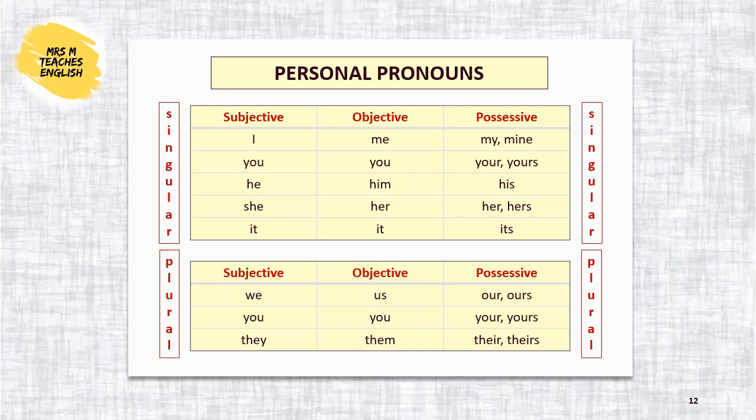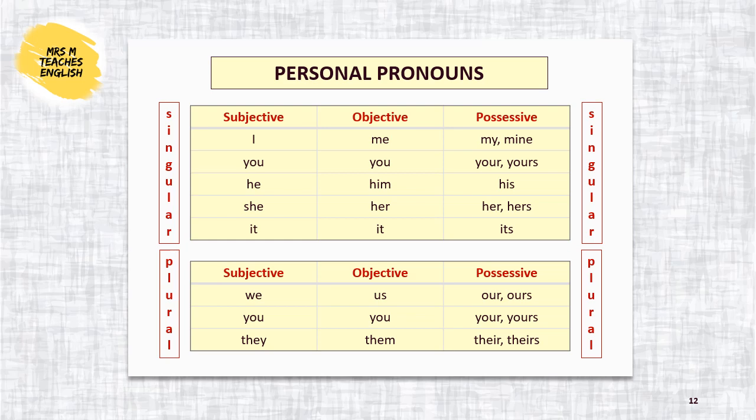The middle column shows how pronouns change when they are the objects of sentences. Will you take me to the match? Pass the ball to him. And will you take us to the match? We'll celebrate the victory with them.